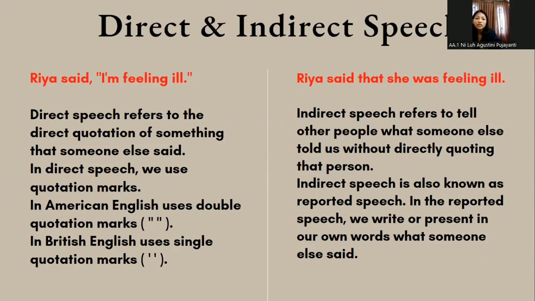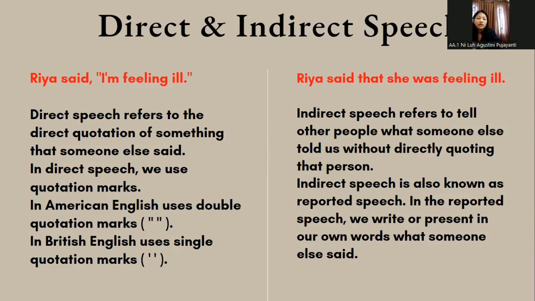Suppose you want to tell somebody what your friend Ria said. There are two ways of doing this. The first is direct speech and the second is indirect speech. The first way, you can repeat Ria's exact words without change. The example is, Ria said, "I'm feeling ill." This type of reporting is called direct speech.